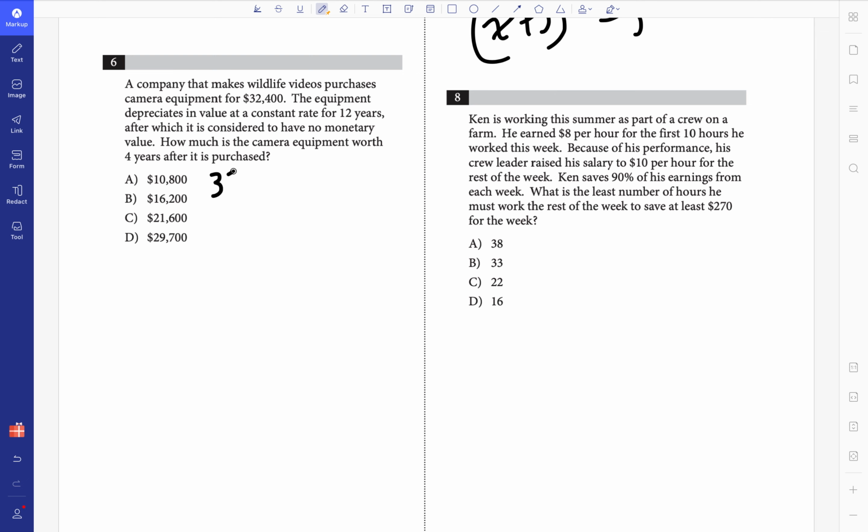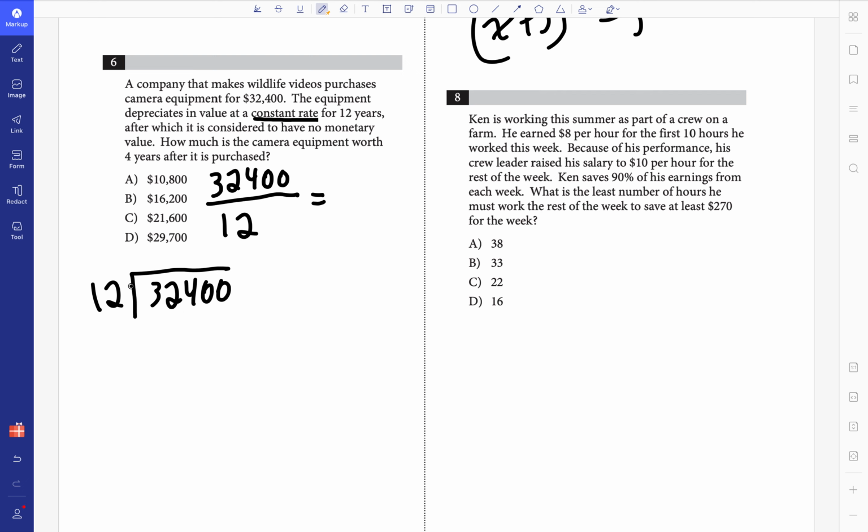So this is going to be 32,400 over 12 years, right? Because we know after 12 years it has no value, and we know that it depreciates at a constant rate. So, what is that rate? Well, this is where long division comes in.